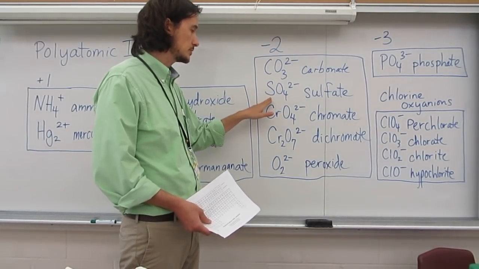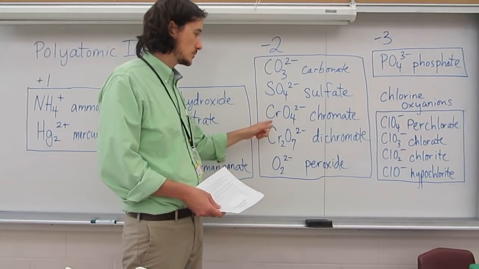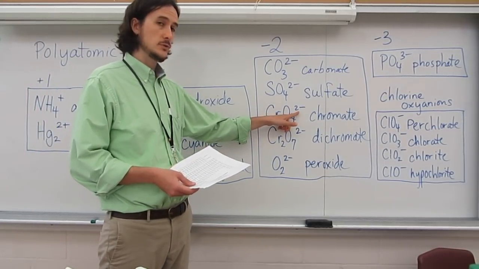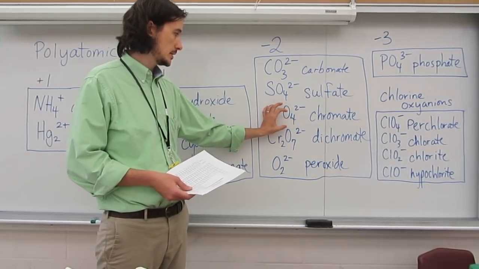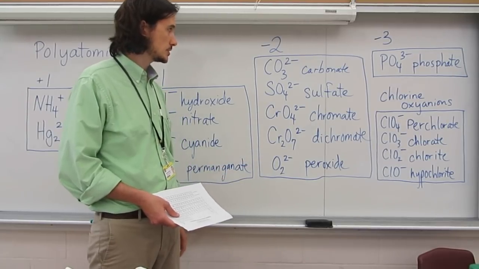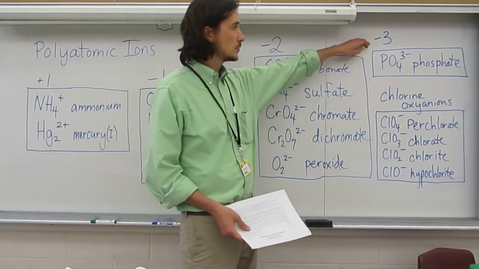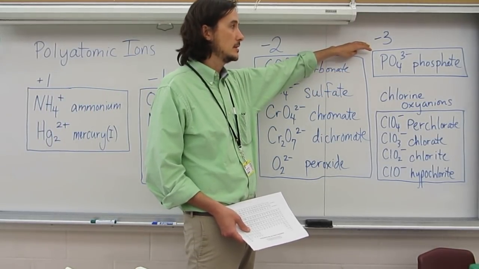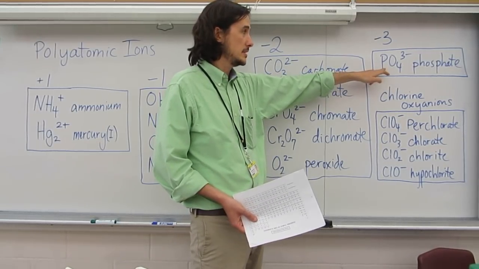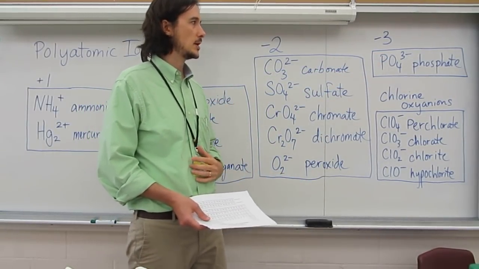Sulfate, sulfur is element 16. So we got a 2-. Chromate, this is right next to manganese. This is element 24, and even charge, even atomic number, polyatomic ion, even charge. Dichromate, and we have peroxide. So these are just some -2 polyatomic ions you might run into when you're naming some compounds. -3, you don't have too many. -3, you have phosphate. One thing to notice, again, phosphorus is element 15, and it's an odd number. We've got -3. But that's the only one, so people usually don't mess up phosphorus a whole lot.